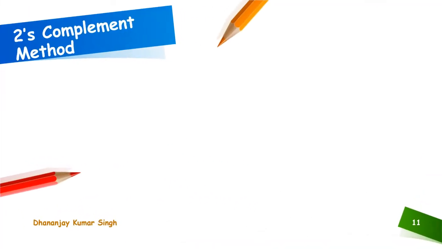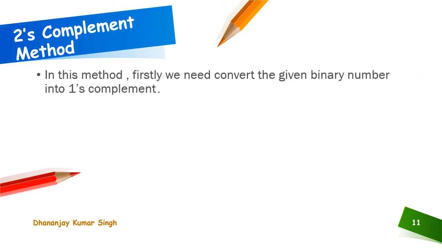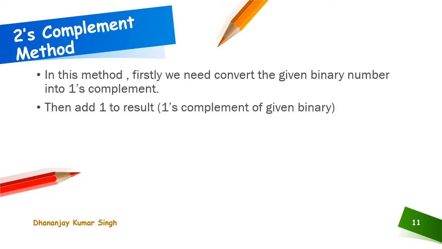Now we'll talk about the twos complement method. In this method, firstly we need to convert the given binary number into ones complement. Means we have to follow the ones complement method. Then add 1 to the result. Means the ones complement of the given number will be added with 1.